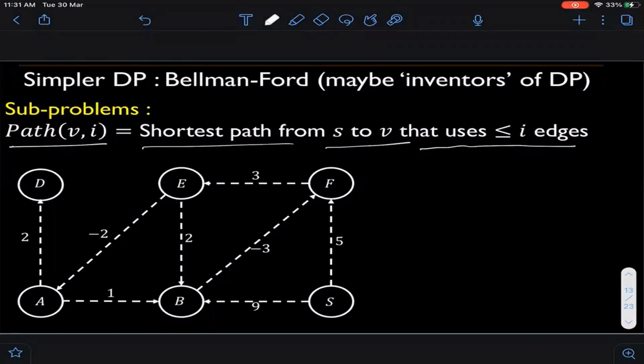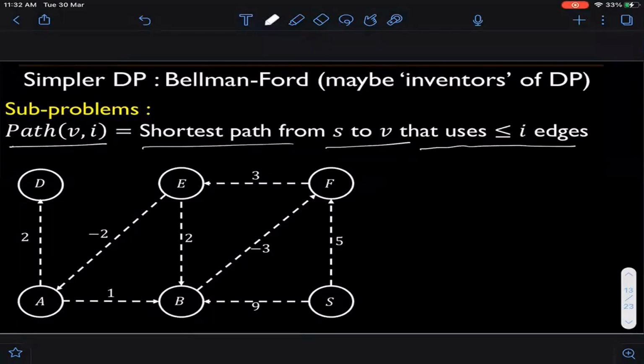Okay. So here is one way that might facilitate it. I define path(V, i) to be the shortest path from S to V that is allowed to use at most i number of edges. So I gave you a budget that you can use only i edges at most. And now what is going to be your shortest path? Okay, so this is my subproblem definition. Let's see if we understand this.